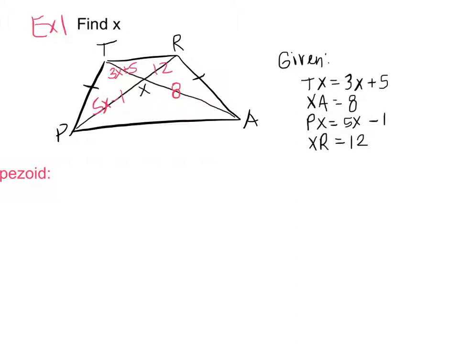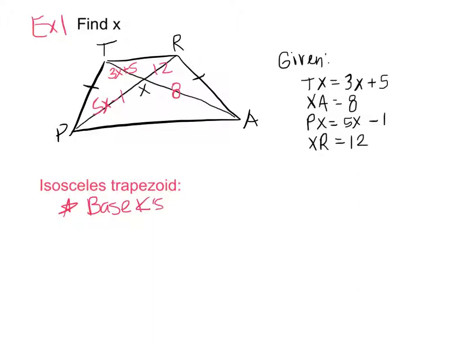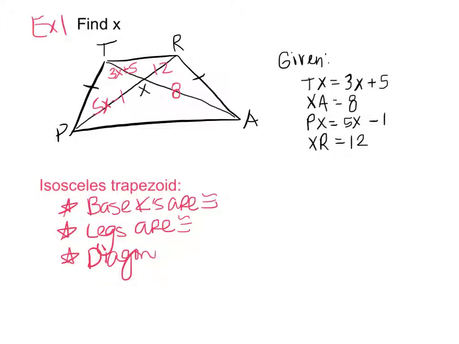Now, first I'm going to take a look at this picture. It's an isosceles trapezoid. That means that the base angles are congruent. It means that the legs are congruent. And it means that the diagonals are congruent. And this is actually the property that we're going to use to set up this equation.